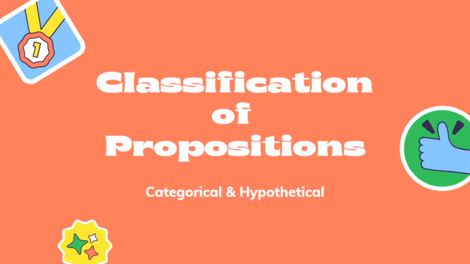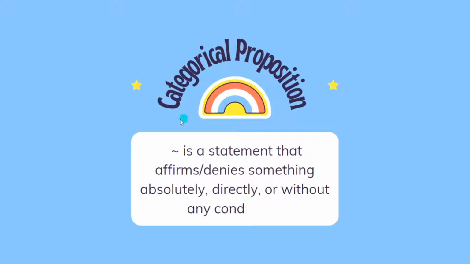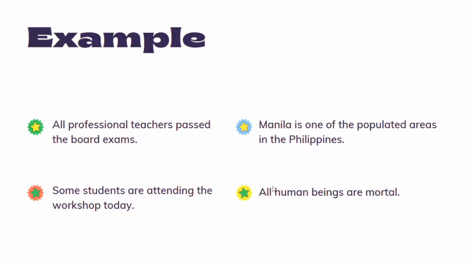Moving on. A proposition has two classifications, namely categorical and hypothetical proposition. Let's find out what they mean and their differences. For the first classification, it is categorical proposition. It is a statement that affirms or denies something absolutely, directly, or without any conditions. For example, all professional teachers pass the board exam. The statement directly explains and affirms that the teachers pass the exams without any conditions written in the statement, which is also the same as the rest of the examples.